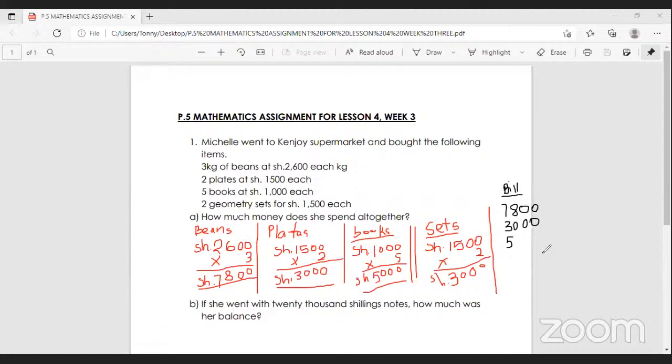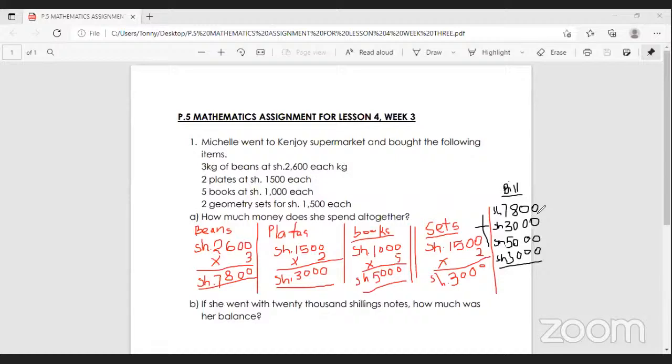Okay, Moses, please, can you? Okay, we have 5,000 on books, and finally we have also spent 3,000 on sets. Now, don't forget to write the unit for shillings, please. Make sure you write shillings on each of them, because we are talking about money. Write the unit. And what else do we do? Because we are adding, make sure you write your addition sign.